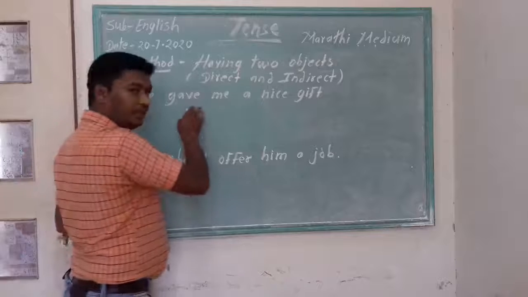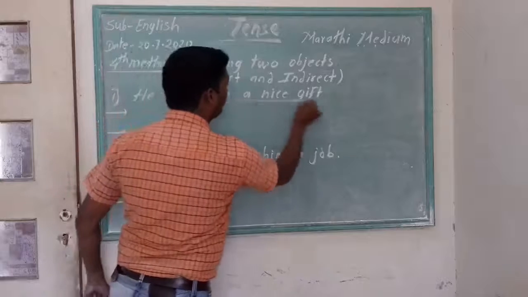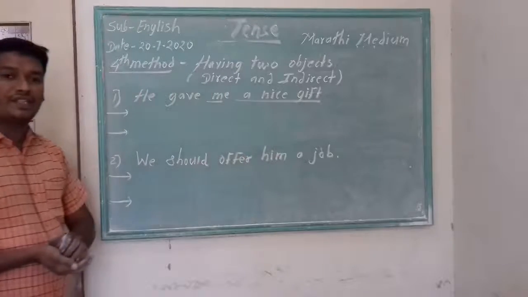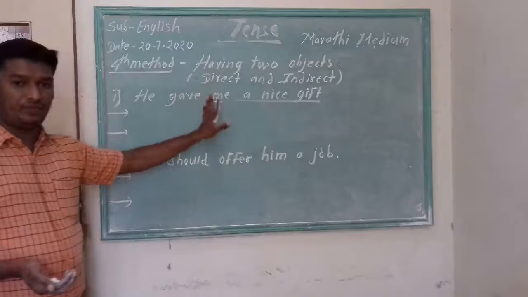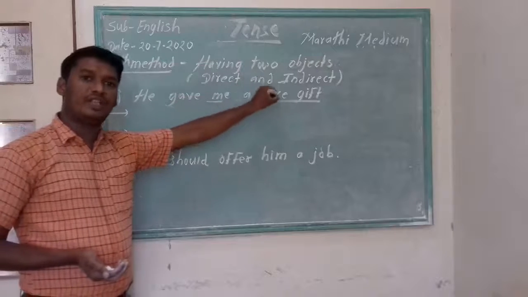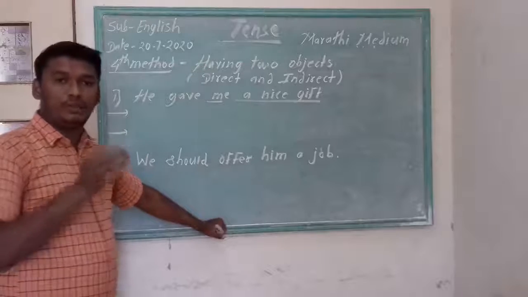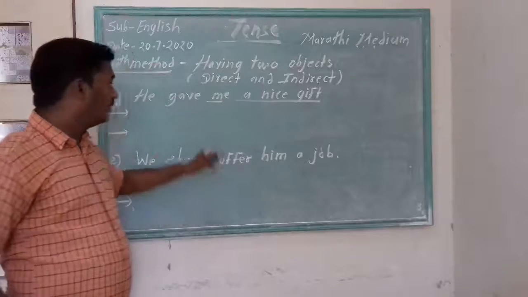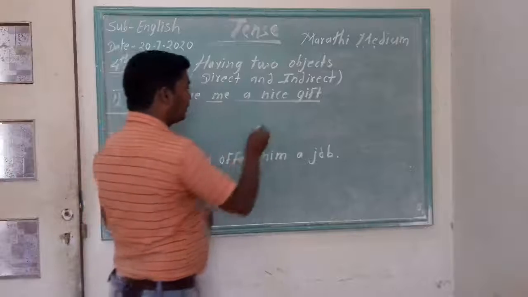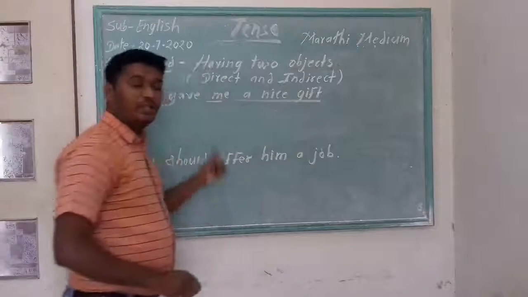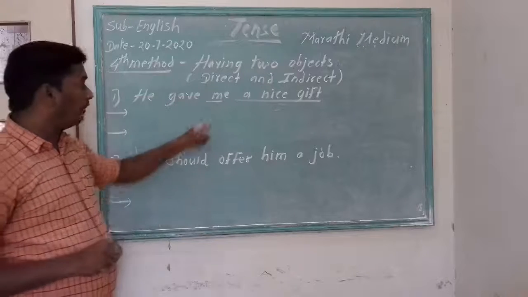In these sentences, if we consider the first example, he gave me a nice gift, me and nice gift are two objects. Among these objects, which is the direct object and which is the indirect object? First, let's decide them. I had given one clue to find the object. Use the same clue here. If you ask a question to the verb by what, the answer will be the direct object. If you ask a question to the verb by whom, the answer will be the indirect object.